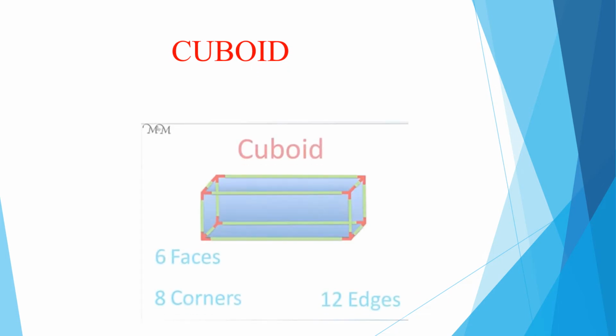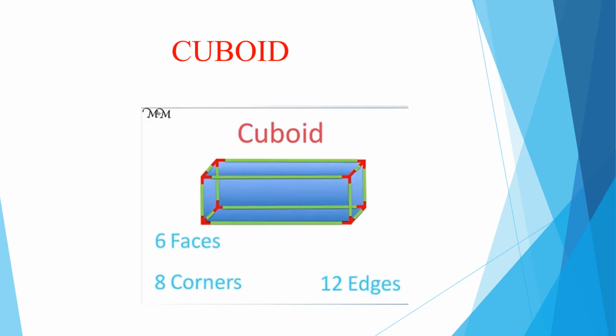Now let us see how many faces, edges and vertices a cuboid has. A cuboid has 6 faces, 8 corners and 12 edges, just like a cube.